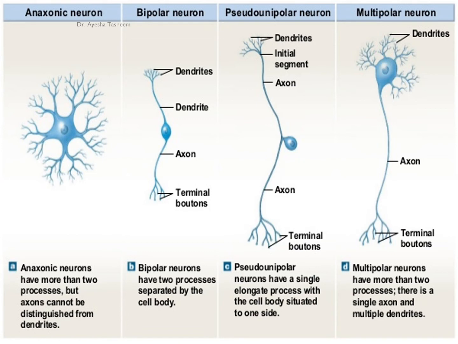Then we have multipolar neurons that have a cell body, and dendrites are directly attached to the cell body. On the other hand, there is the axon.